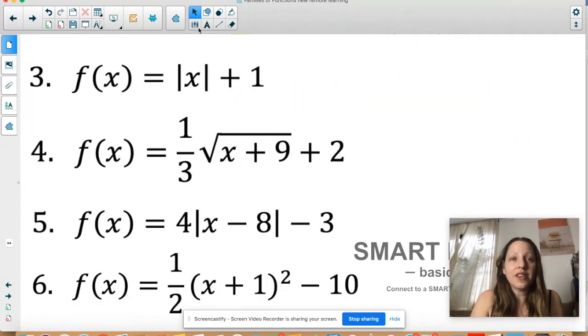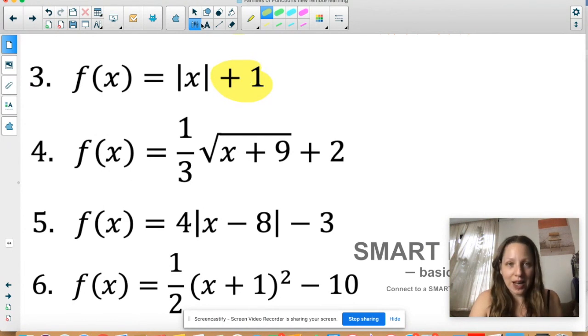Next one. This one only has a +1, and is it inside or outside? It's outside, you're right. So outside goes up or down, positive.